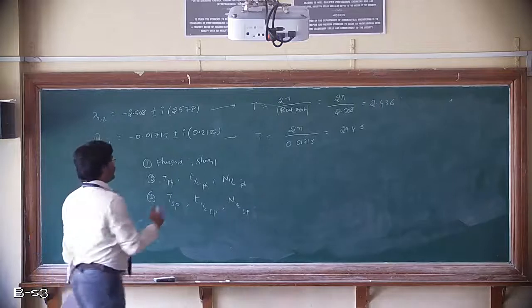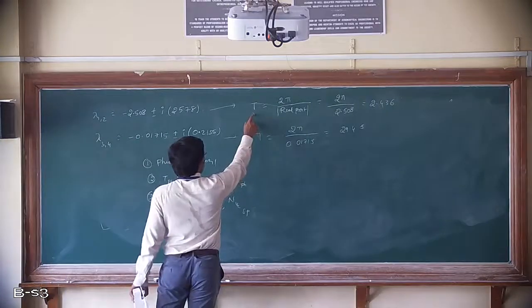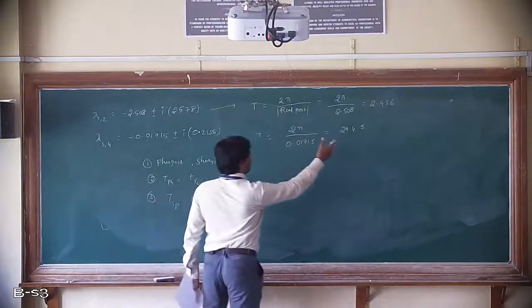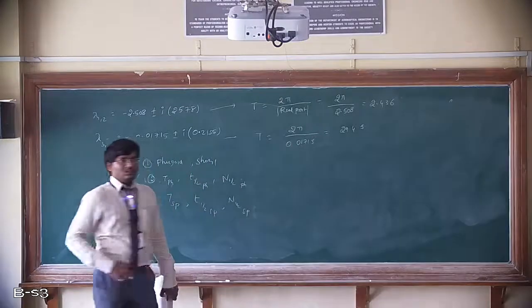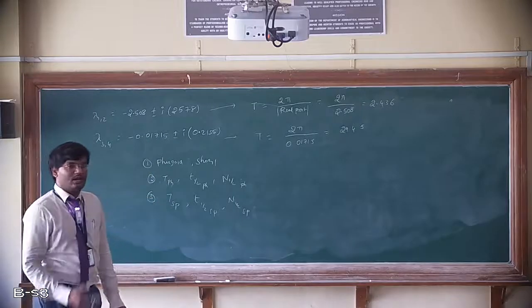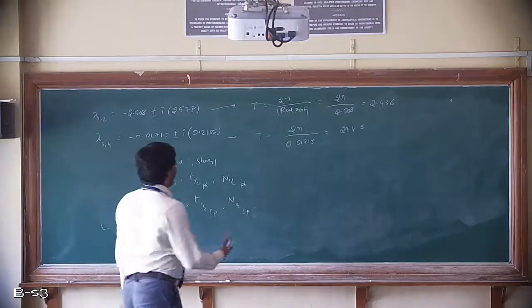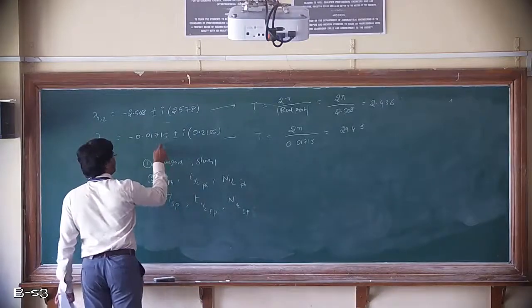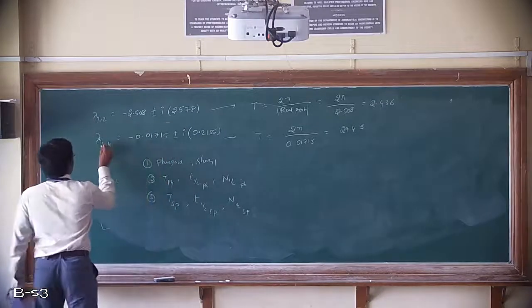Are you getting? They have given only the roots of the characteristic equation. You have to find which roots belong to the Phugoid mode and which roots belong to the short period mode. How can you find? You can observe the time period. Here the time period is 2.43 seconds, and here the time period is 29.4 seconds.